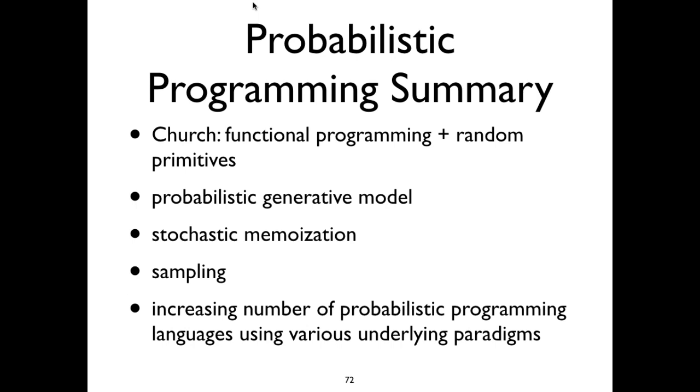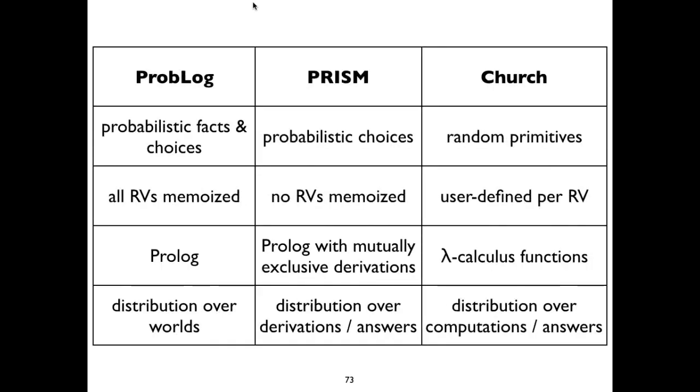Let me conclude this part on modeling by giving a little bit of a summary of the different paradigms. I've mentioned 3 key languages, especially Problog, which is based on Prolog. It gives you a distribution over possible worlds. In Church, you get a distribution over possible execution traces, answers. It's based on lambda functions. It's based on Scheme, actually.